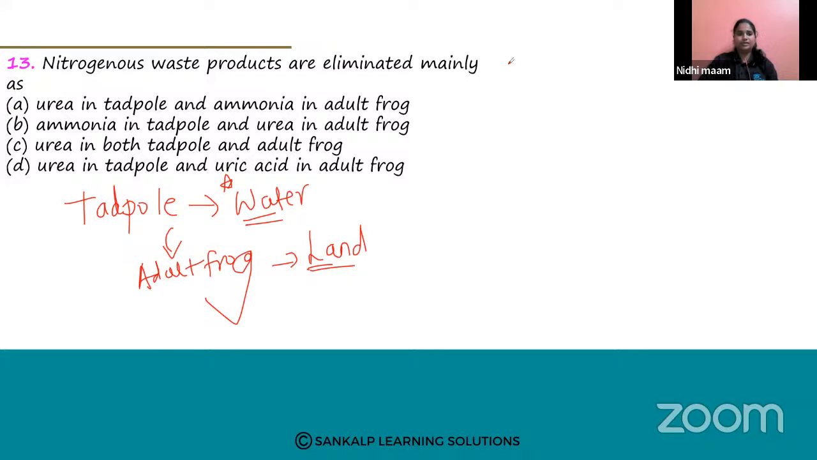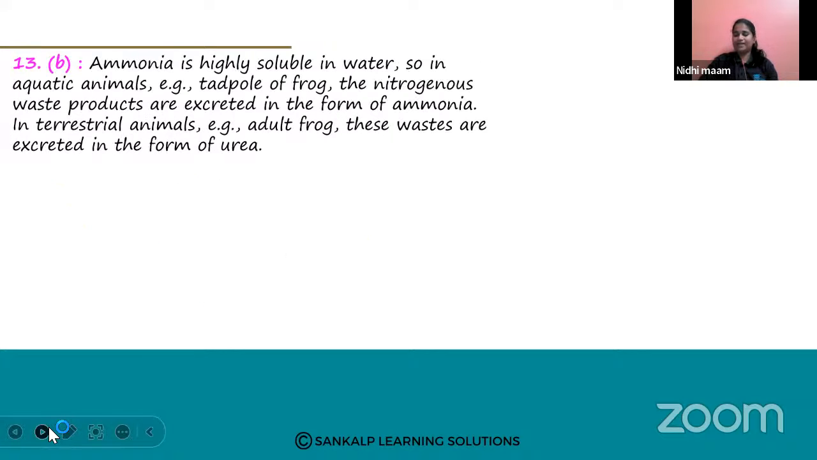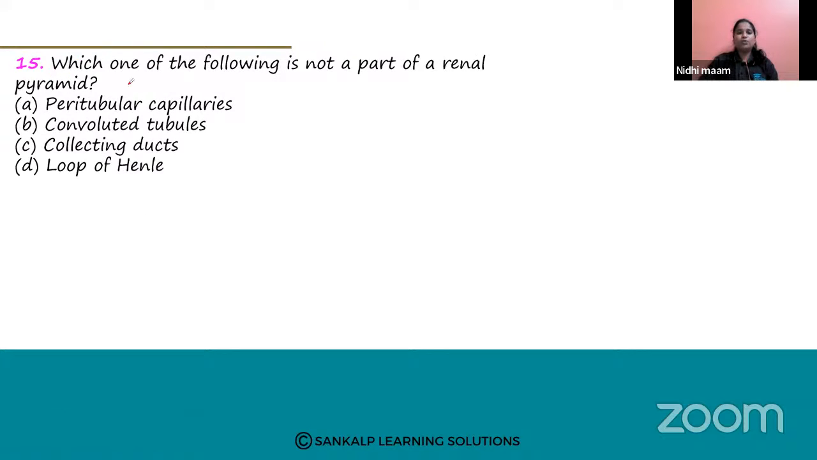Okay, some of you answered option B, ammonia in tadpole, urea in adult frog. Exactly, very good. Next question. Which one of the following is not a part of renal pyramid? We studied the structure of the kidney, right? Among the options given, which is not a part of renal pyramid: peritubular capillaries, convoluted tubules, collecting ducts, loop of Henle.